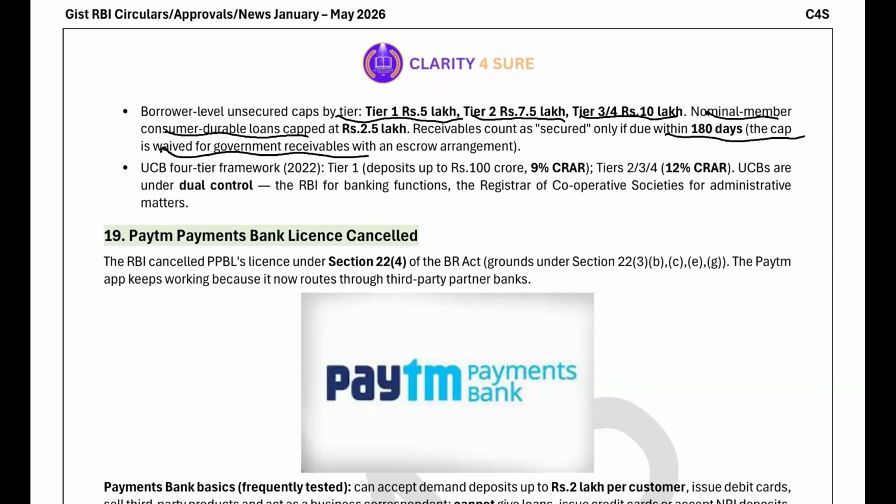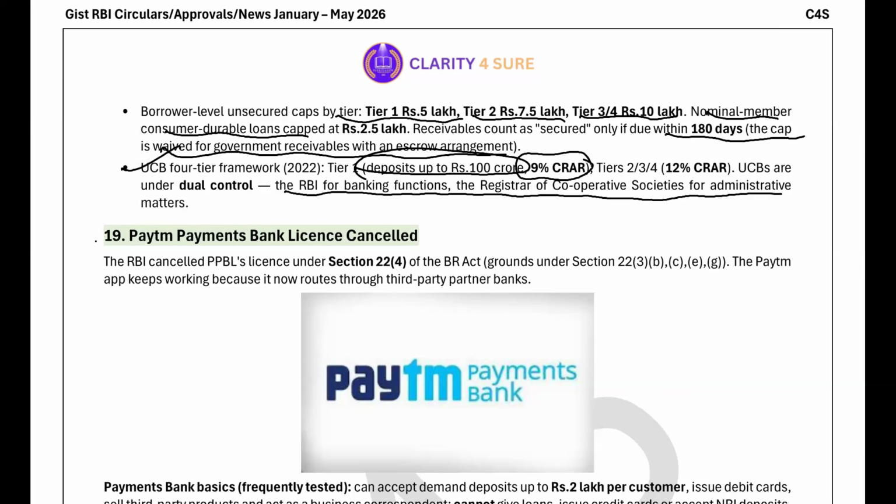ठीक है. So the UCB 4 tier framework, that is 2022. टीयर 1 इज डिपॉजिट अप टू ₹100 crore। इसमें क्रेडिट रिस्क एसेट रेशियो कितना रखना है, दैट इज 9%। टीयर 2, 3 पे कितना रखना है, 12% ऑफ CRAR। UCBs are under dual control: the RBI for banking functions, the registrar cooperative societies for administrative matters.